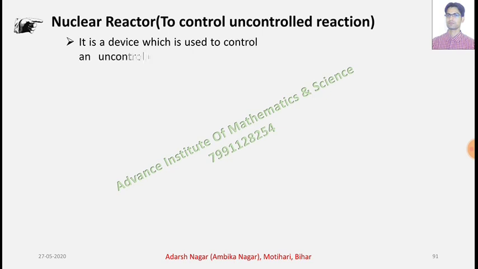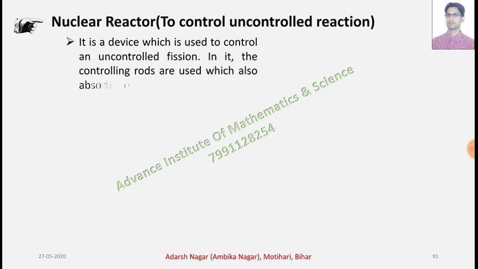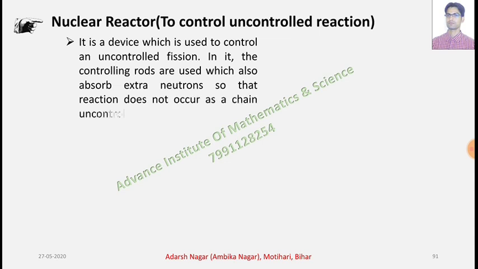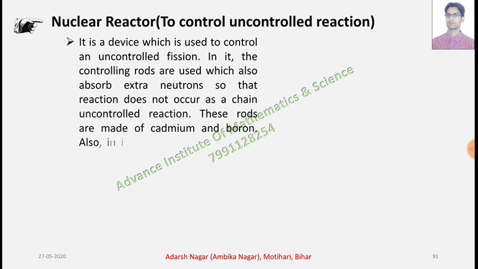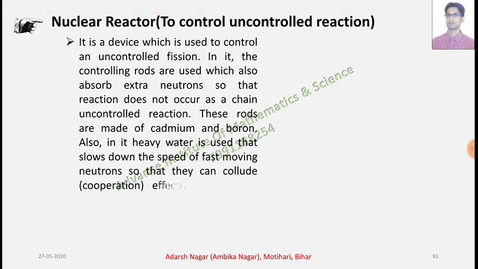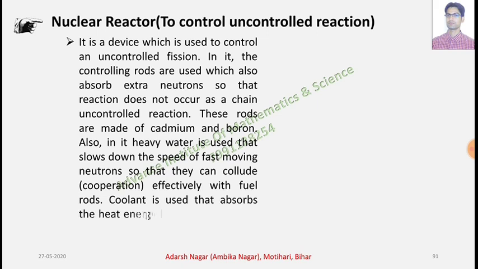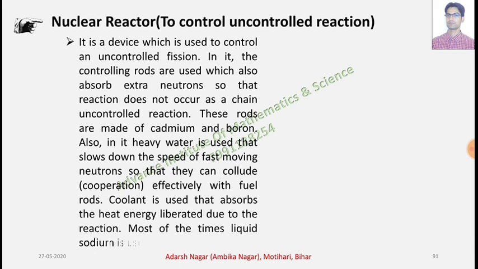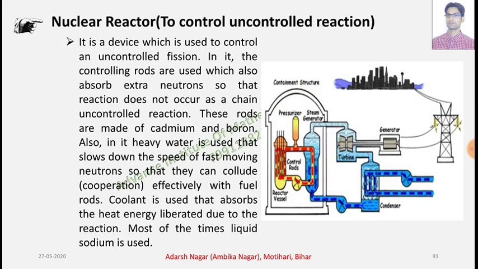This is a nuclear reactor, which controls the uncontrolled reaction of nuclear fission. Nuclear fission is controlled by a nuclear reactor, and how it is controlled, you can see here in the nuclear reactor plant. This is the nuclear reactor plant. Okay, what is written here?